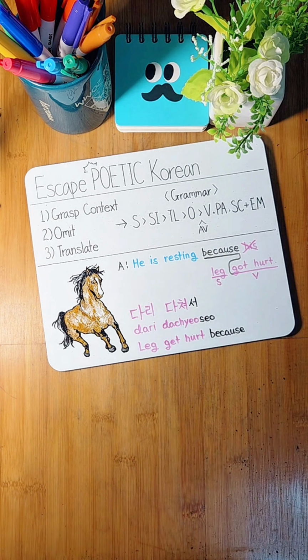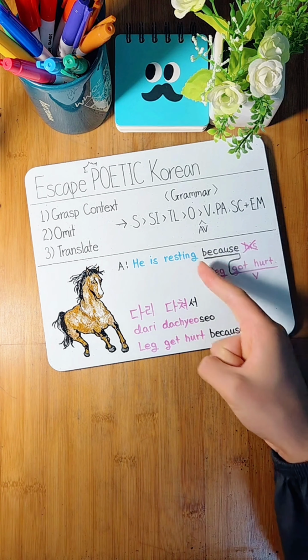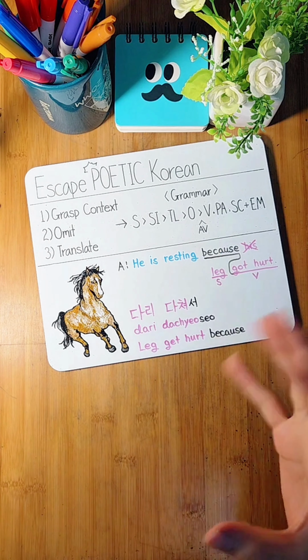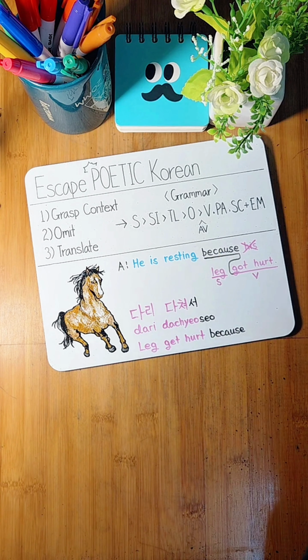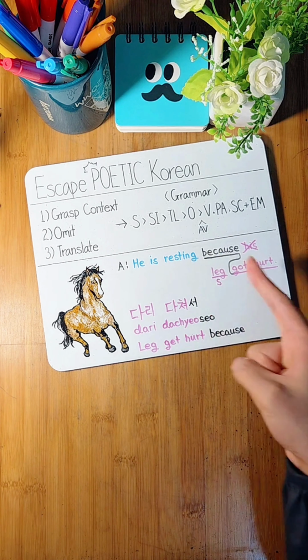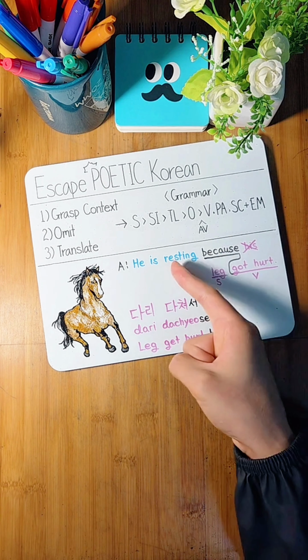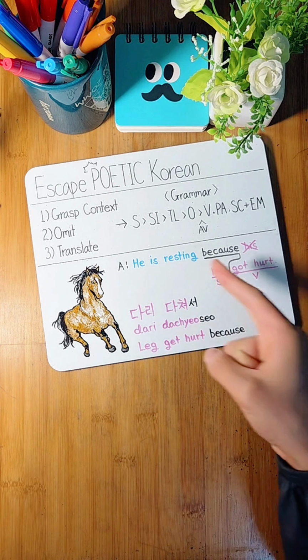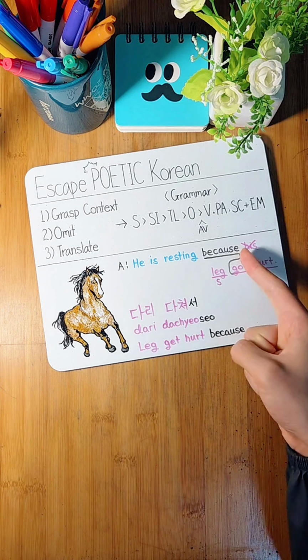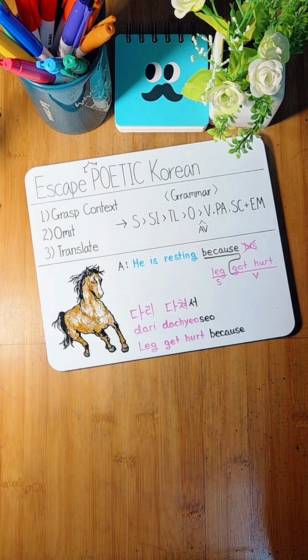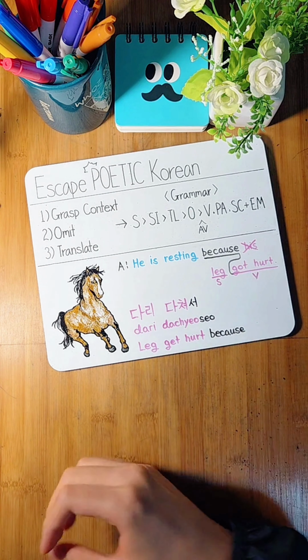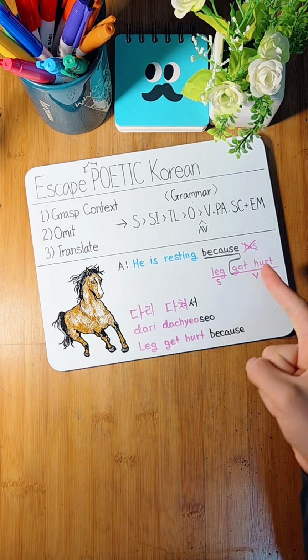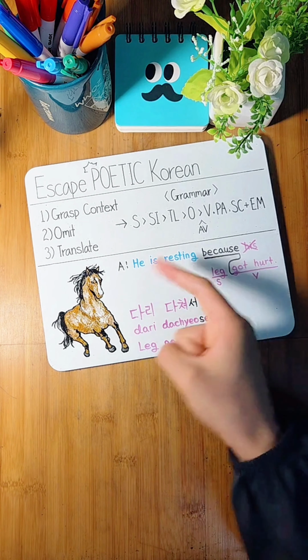Now, first of all, let's fundamentally talk about what because does. Because is a bridge that indicates causal relationship, right? Effect and cause. Cause and effect. In other words, reason and result. So because, just like so, they are bridges that indicate causal relationship. So cause and effect, reason, result.